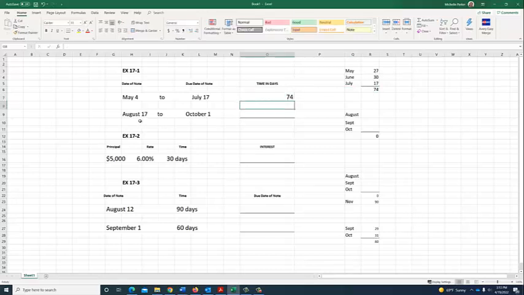In the next note, it begins August 17th and ends October 1st. So August also has 31 days, and we'll subtract the 17 here that have already passed. September has 30 days, and then October just has 1 here. We're going to October 1st. So the term of that note is 45 days.